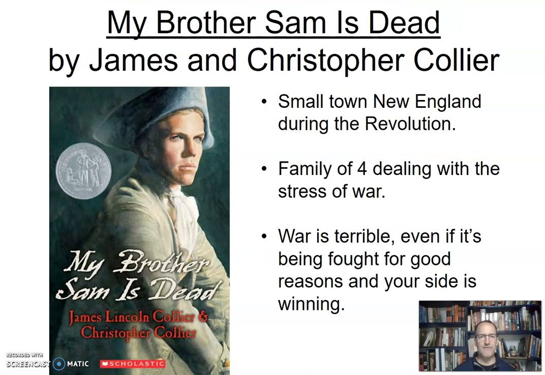The three books, briefly. My Brother Sam is Dead takes place during the American Revolutionary War in a small town in New England. And there's a family of four who are dealing with the war: the mom, the dad, the older brother Sam, and the younger brother Tim. Their family is divided about which side to support in the revolution. And part of the story of the book, of course, is that war is terrible, even if it's a good war that is being fought for the right reasons and is going to turn out right in the end. The war is still terrible.